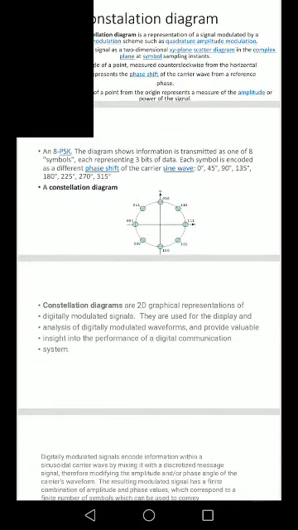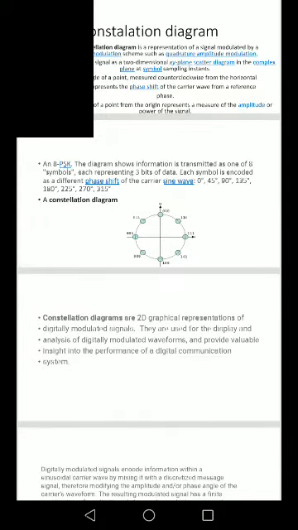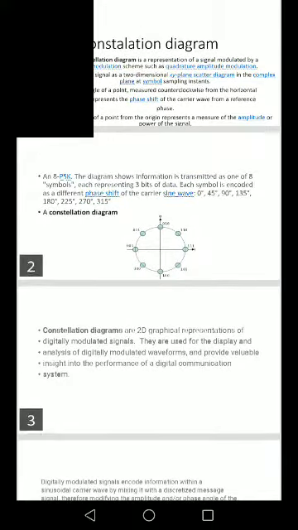One is 0 degrees phase shift, then 45 degrees, where the data will be shifted, and 90 degrees. The amplitude and phase will be shifted. At 135 degrees, the amplitude is either positive or negative voltage depending upon the signal, then 180 degrees, and similarly 225 degrees, 270 degrees, and 315 degrees. The constellation diagram is as shown in the figure.